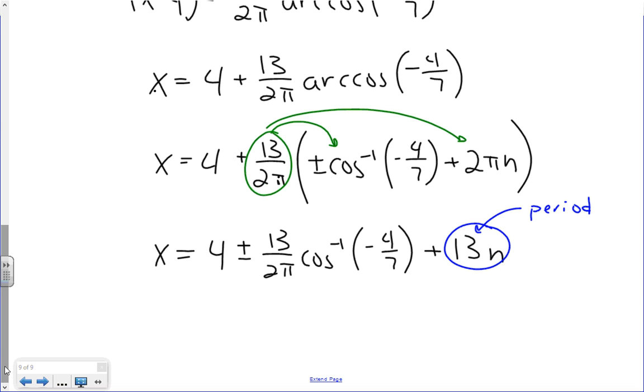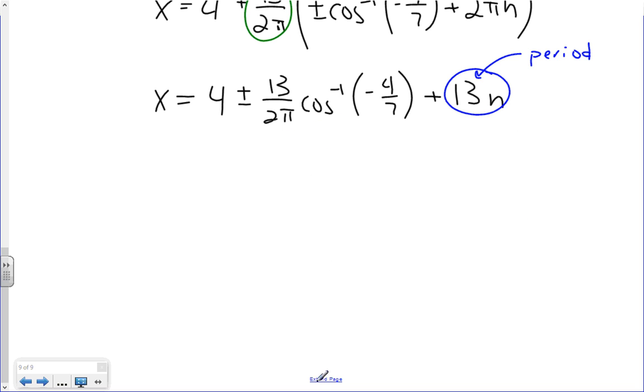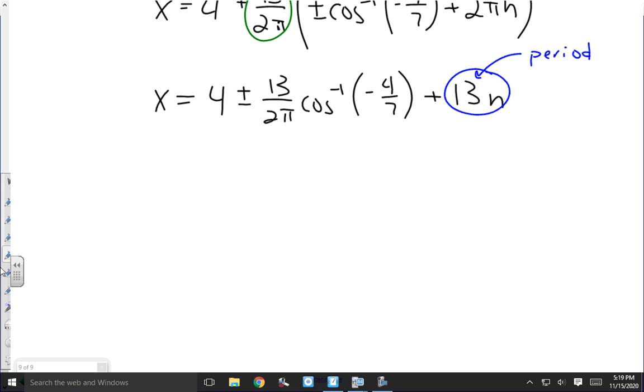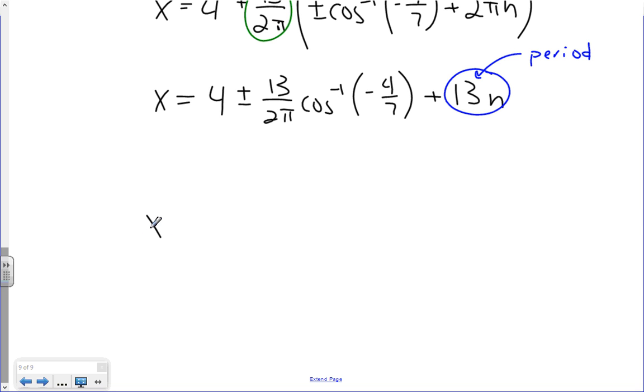All right, the last thing I'm going to do is split this up. The plus or minus is a nice way to write this in one line, but unfortunately, many times our solutions are going to show up where we use certain values of n for the plus for the cosine inverse, and sometimes we use the minus for other values of n. So I'm going to write it this way. I'm going to write it in a piecewise form.